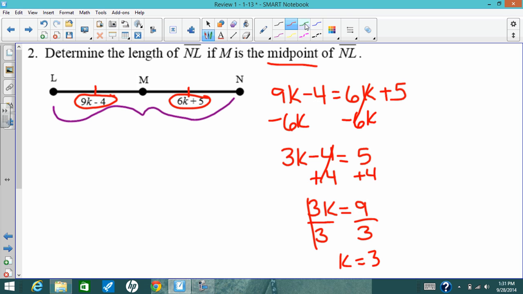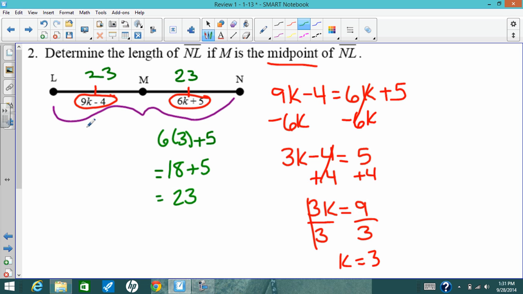Now let's make sure that we answer the question. We want to know the length of LN, so K is not our answer, but it will help us. I'm going to choose just one of these to plug back into because they should both be the same. So I'll plug K equals 3 in here, so 6 times 3 plus 5 gives me 18 plus 5 gives me 23. So MN is 23. That means LM is 23. So if we add them both together, we get the length of NL is 46.